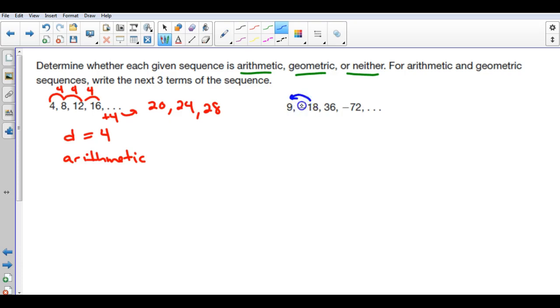I'm going to take negative 18 divided by 9, and that's negative 2. And if I take 36 divided by negative 18, I also get negative 2. So if I'm dividing by going to the left, that means I would multiply going to the right, and that my common ratio is negative 2. So that makes it geometric since I have a common ratio. It's something that we're multiplying by.